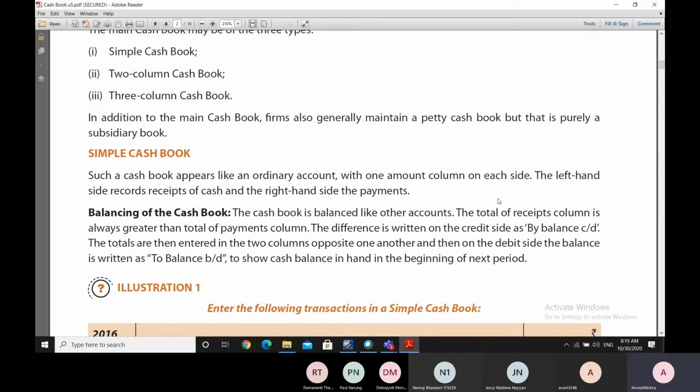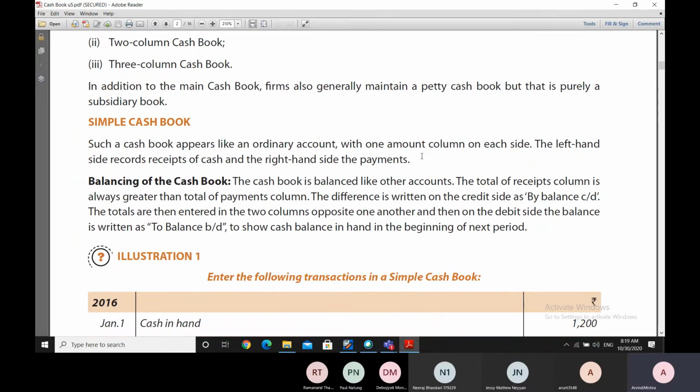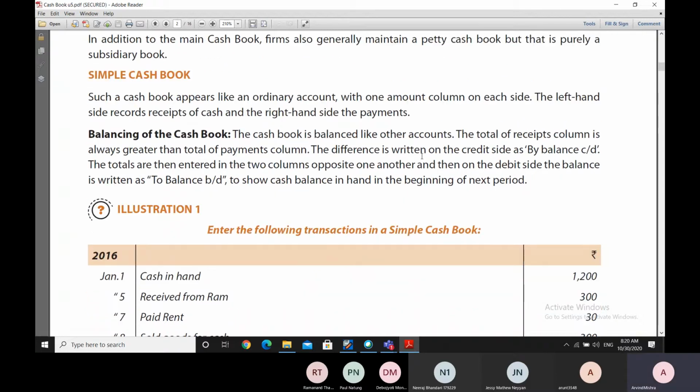Now, let's first understand the first type of main cash book, which is called the simple cash book. A simple cash book looks like an ordinary account with one column on each side for the amount. Like any other account, it has a left-hand side and a right-hand side. On the left-hand side will be recorded the receipts of cash, and on the right-hand side the payments of cash.